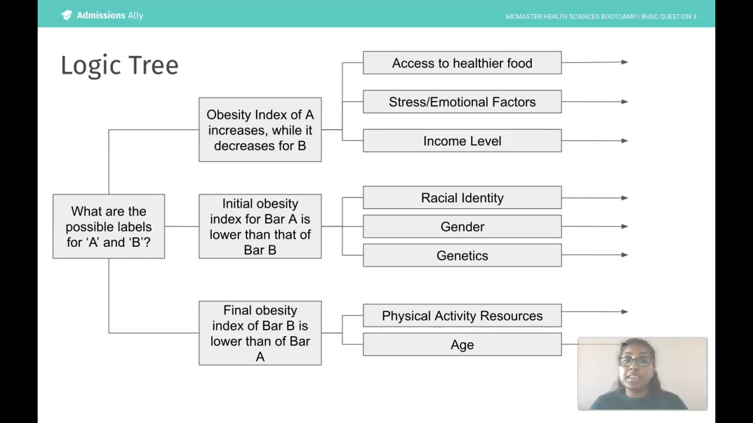So in the case of why the initial obesity index for bar A is lower than that of bar B, it could be tied to racial identity, gender, genetics. And why the final obesity index for bar B is lower than that of bar A, it could be tied to age and physical activity.